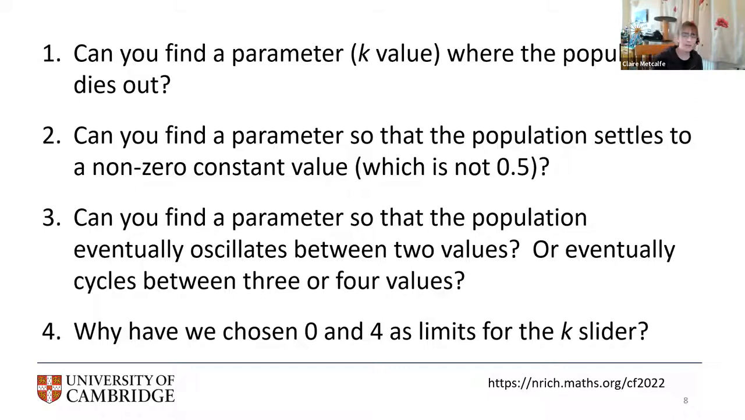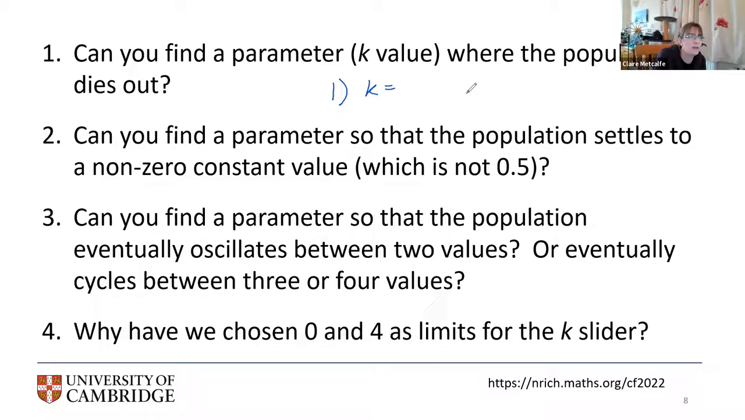Okay, I've opened the chat back up. What I suggest you do, when you're writing your answers, is say something like 1, k equals, and put in your value, so that I know which question you're talking about. So we'll start with question one, actually. Did anyone get a k value where the population died out?